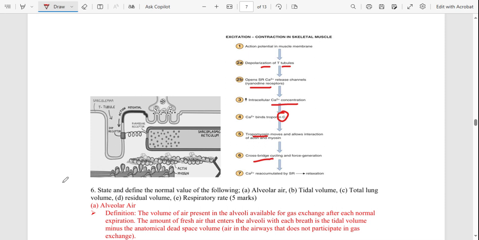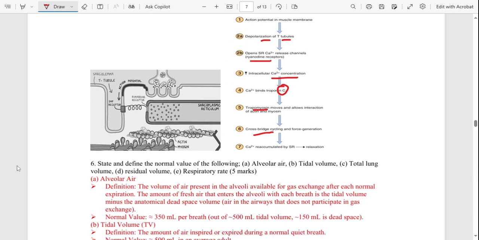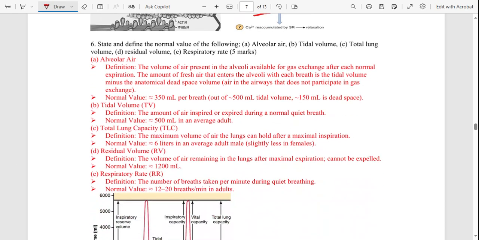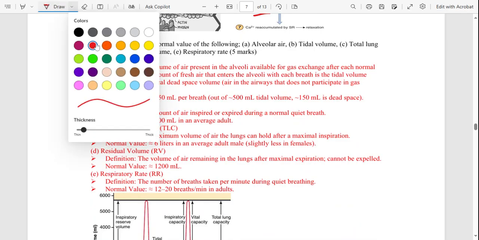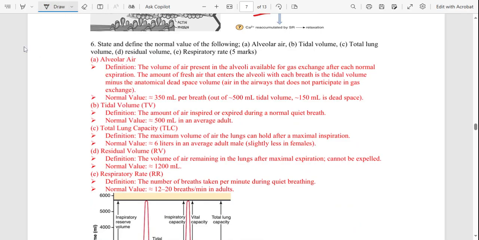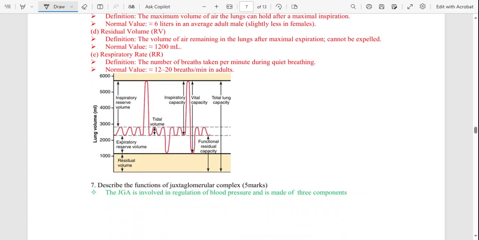Okay, very good. Now, number 6 is saying state and define the normal value of the following: air, alveolar air, tidal volume, total lung volume, residual volume, respiratory rate. The first thing that I want you to understand is what happens when you are breathing in and out. Right now, you are breathing in and out, even if you are not aware.